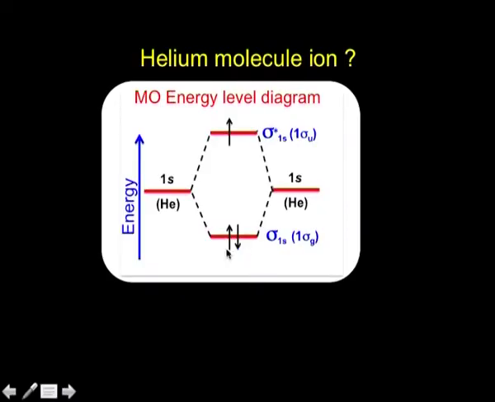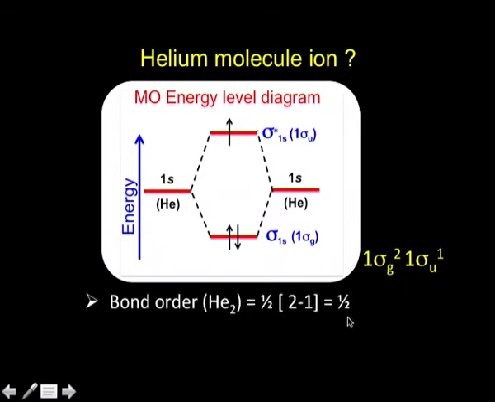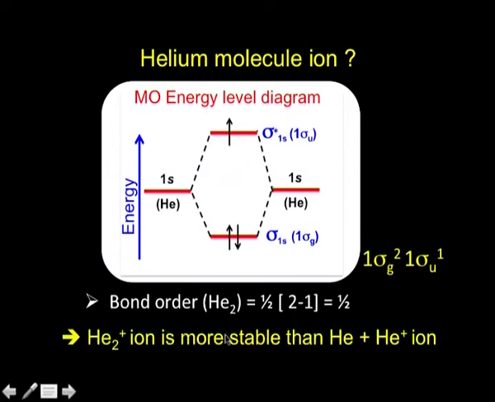That means there will be 2 electrons in the sigma 1s orbital, and there will be 1 in the sigma star 1s orbital. The corresponding molecular orbital configuration will be something like this, and the bond order will be 1/2. That means we find that the helium molecule ion has some stability according to molecular orbital theory, and what it implies is that the He2 plus ion is more stable than a helium atom and a helium ion put together.